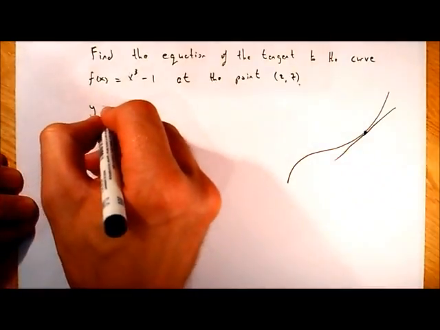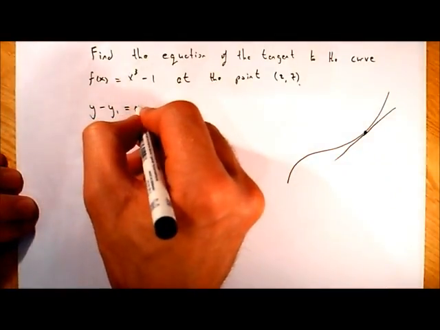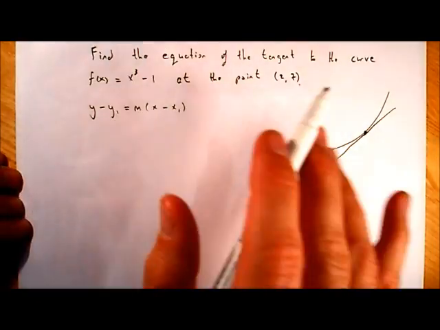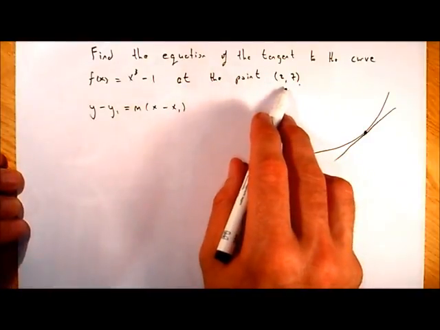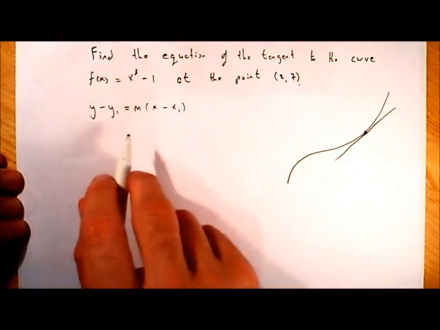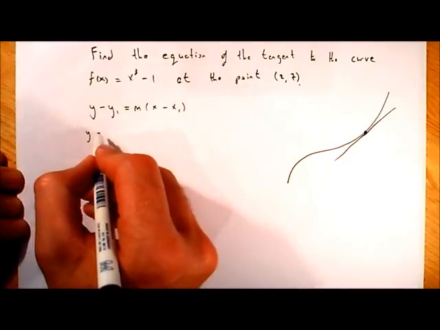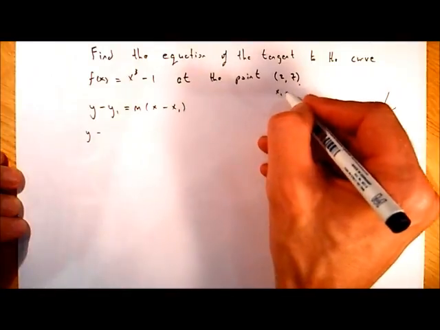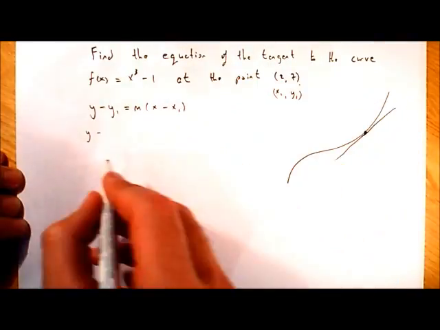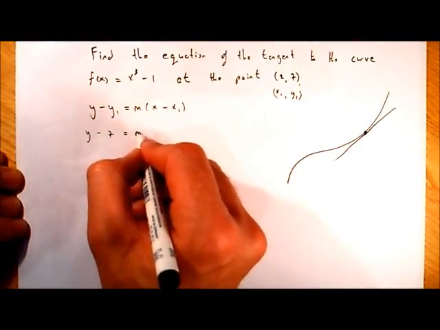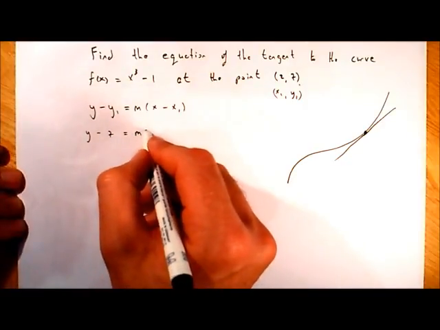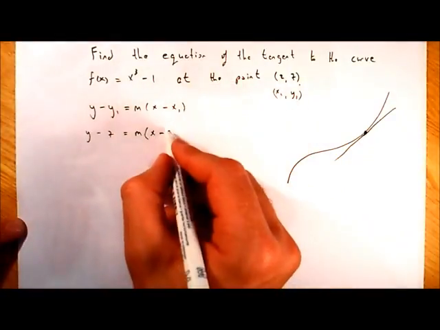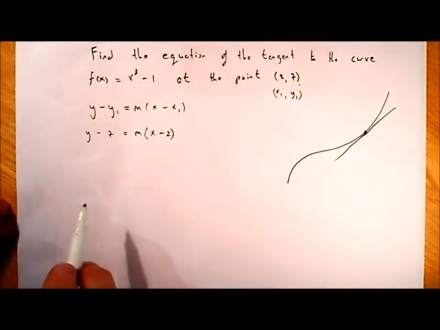Any line has the equation y minus y1 is equal to m by x minus x1, where x1 and y1 are any point that's on the line. We know that the point 2, 7 is on the line because that's where the tangent is, so we can fill them in. Let's say 2, 7 is x1 and y1, so y1 is 7. So y minus 7 equals m, where m stands for the slope, which we'll calculate in a minute and come back to, multiplied by x minus, and x1 is just 2. Okay, so we've almost found the equation of the tangent.